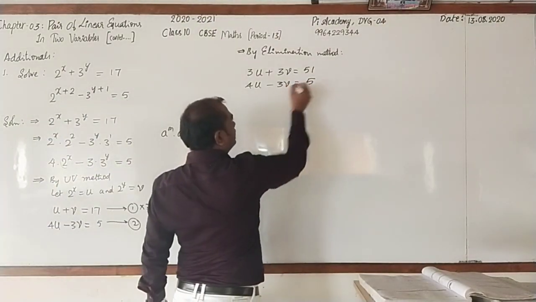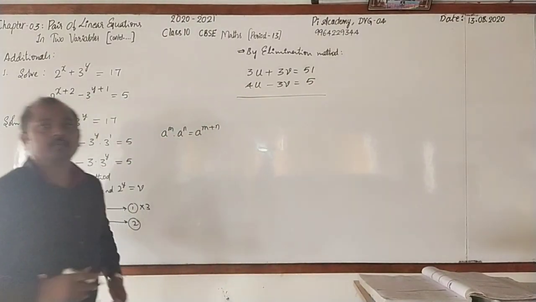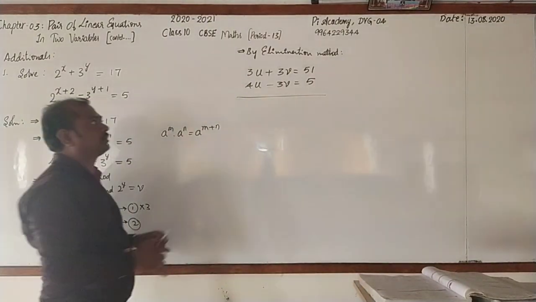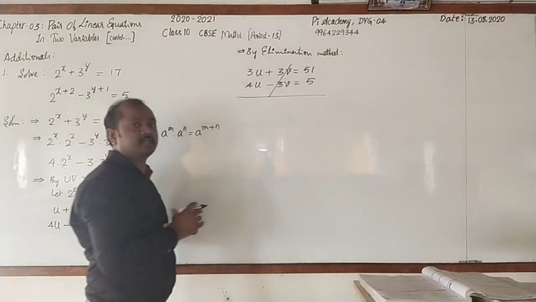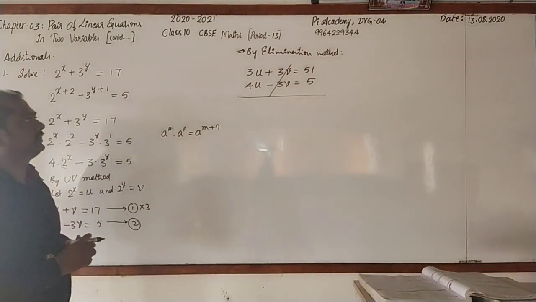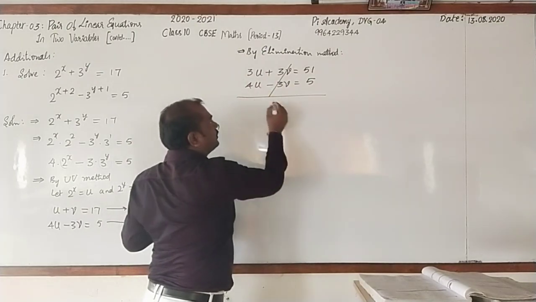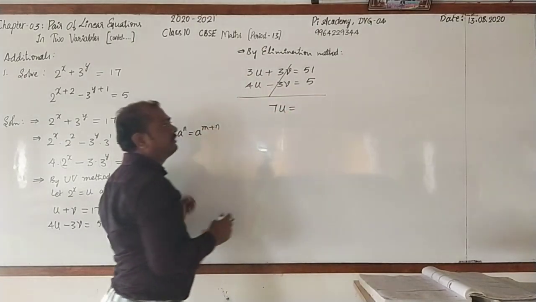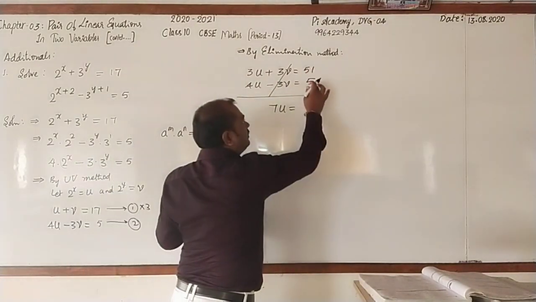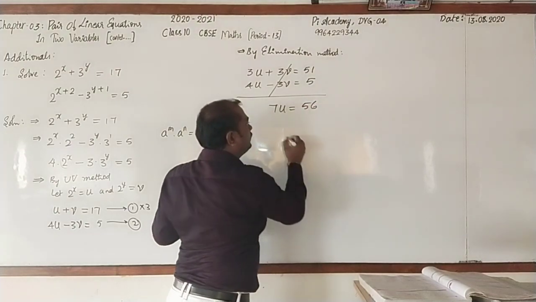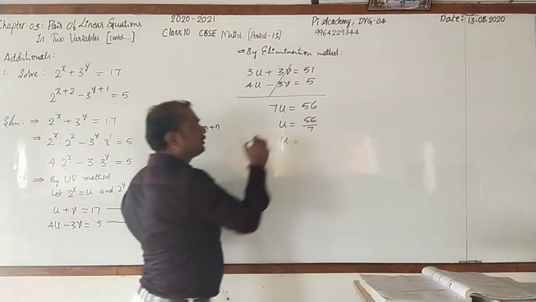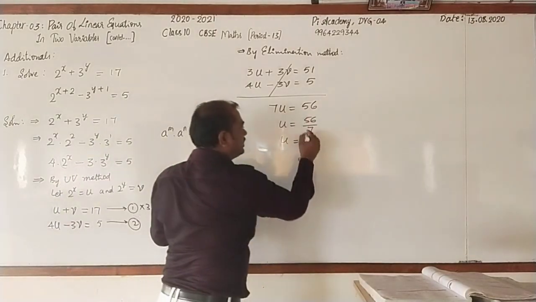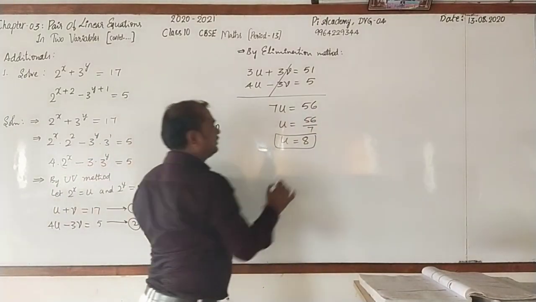Did you understand? Yes. Now, no need to change the sign because the coefficient of v in both the equations is the same with opposite sign. Hence, you can go for cancelling. What is 3u plus 4u? You are right, 7u. Then 51 plus 5 is 56. u equal to 56 by 7. u equal to 8, because 7 eights are 56.